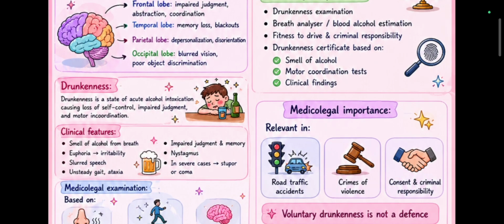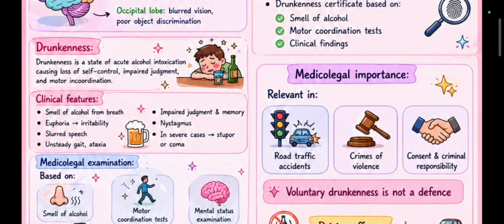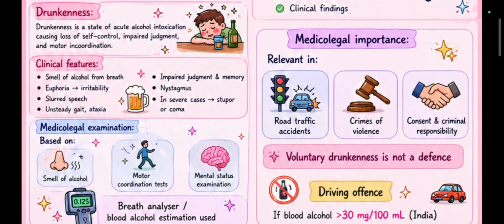Coming to drunkenness: it is a state of acute alcohol intoxication causing loss of self-control, impaired judgment, and motor incoordination. The definition is quite simple. It is nothing but a state of acute alcohol intoxication, which leads to all the features which we learned above. Clinical features: smell of alcohol from breath, euphoria leading to irritability, slurred speech, unsteady gait, ataxia, impaired judgment and memory, nystagmus, which is the rotatory movement of eyeballs, and in severe cases stupor or coma.